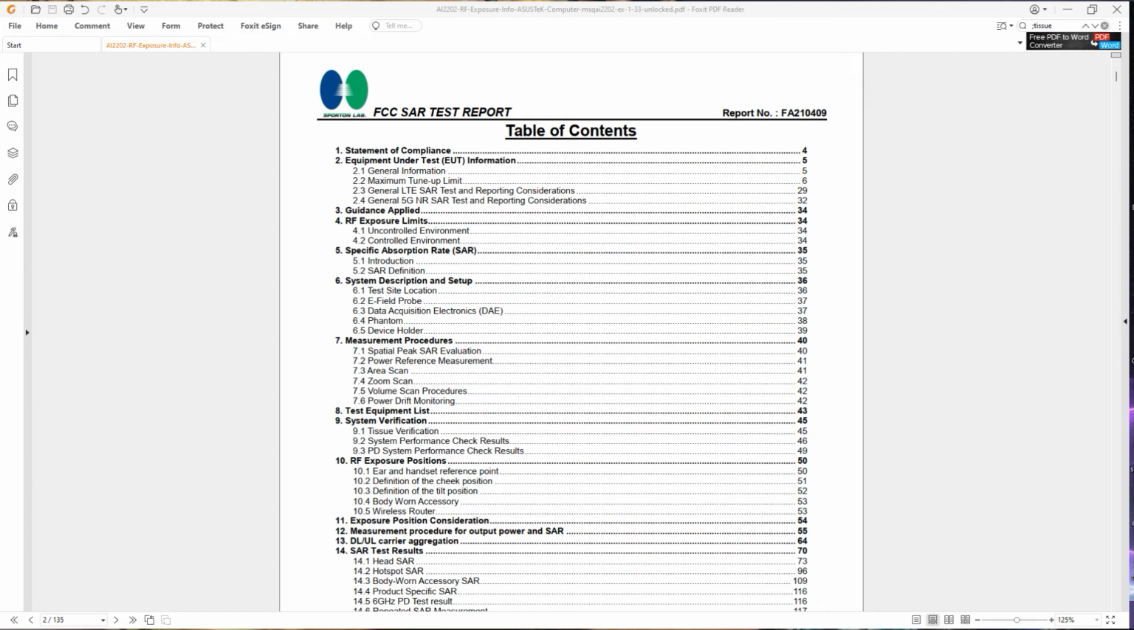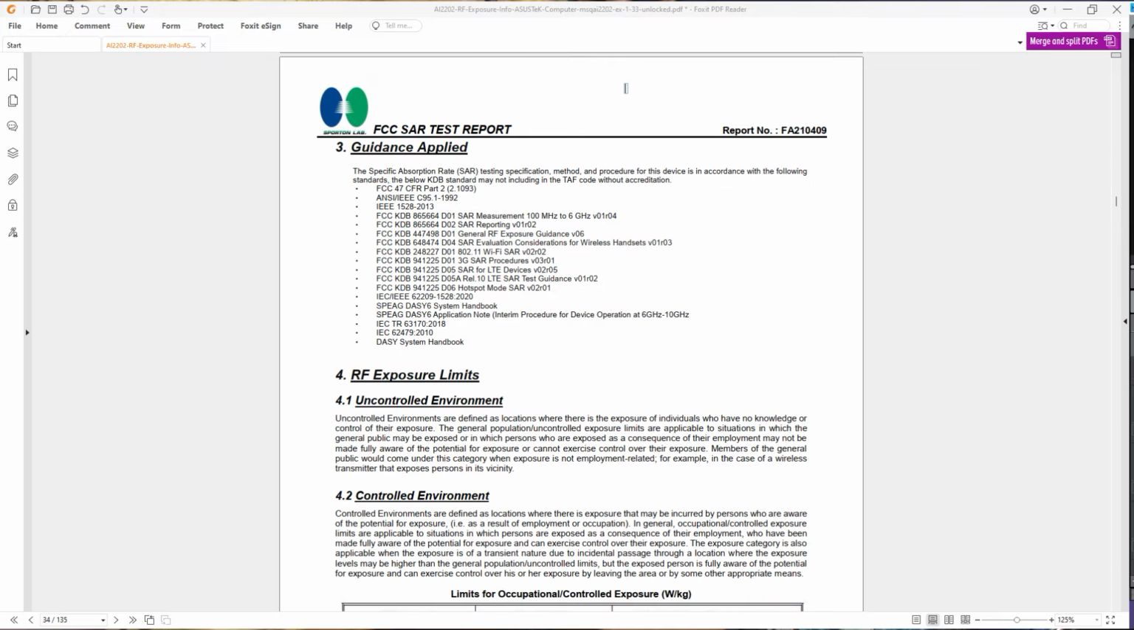You can check out the table of contents. There's RF exposure limits, what exactly SAR is, how they set it up, how they do the measurements. There are like 70 or 80 pages of tables of different results, but we're just going to look at a couple of key parts. The first thing we're going to look at is this RF exposure limit setting. They're kind of babbling about uncontrolled environment, controlled environment, and so on.